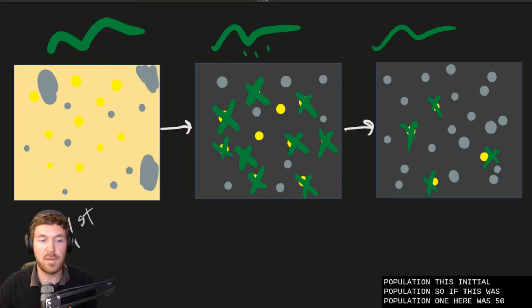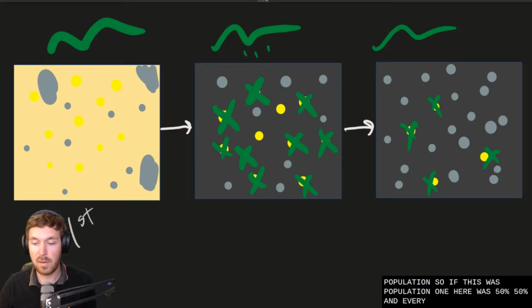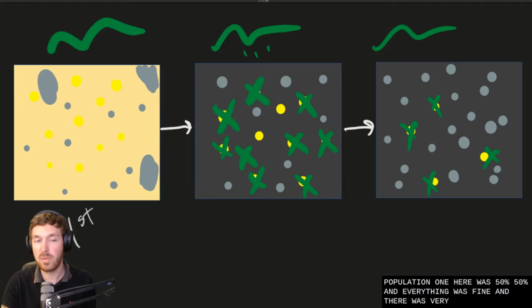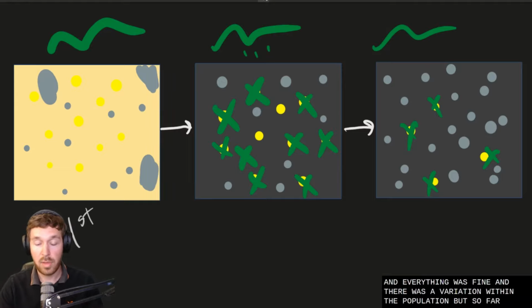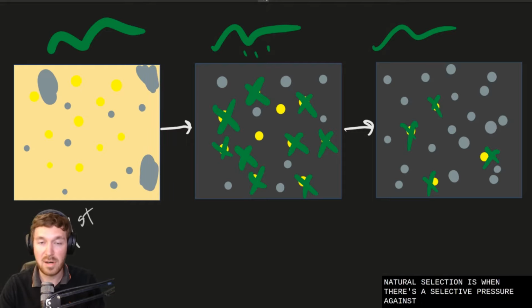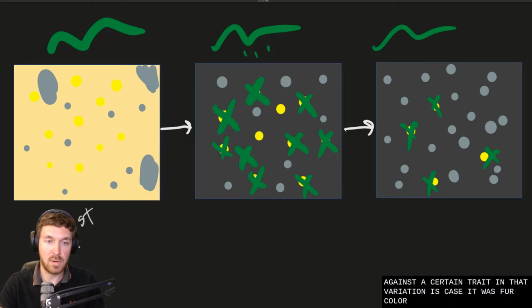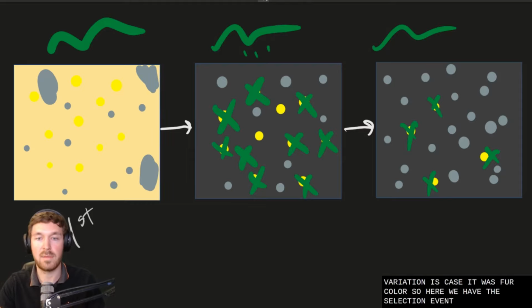was 50%, 50%, and everything was fine. And there was variation within that population, but so far there were no selective pressures against that variation. Natural selection is when there's a selective pressure against a certain trait in that variation. In this case, it was fur color. So here, when we have the selection event now, the yellow ones get selected out.